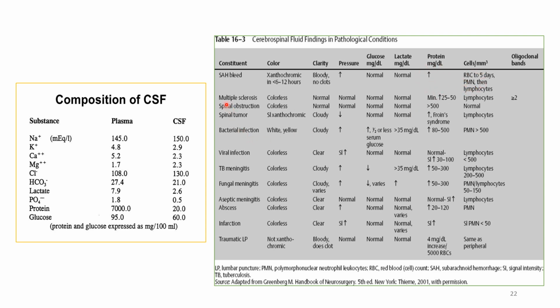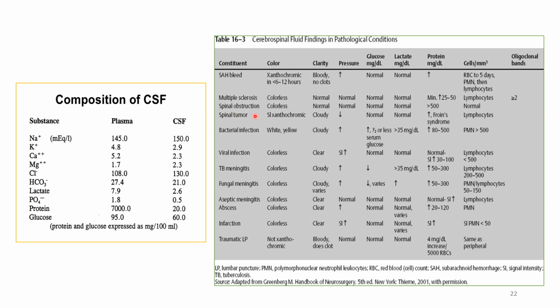In multiple sclerosis, the CSF is colorless, everything is normal, but the protein content is minimally increased. We can see lymphocytes. Importantly, we can see two or more oligoclonal bands in multiple sclerosis. In no other pathological condition do we observe these oligoclonal bands.